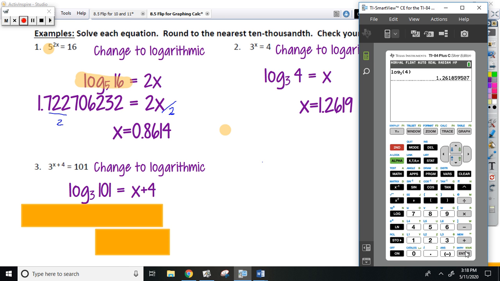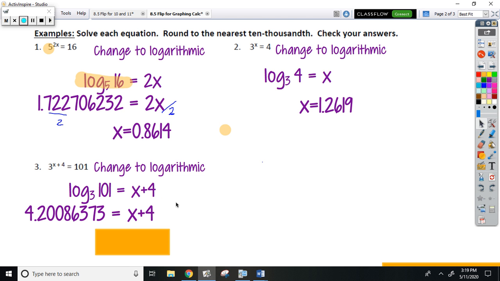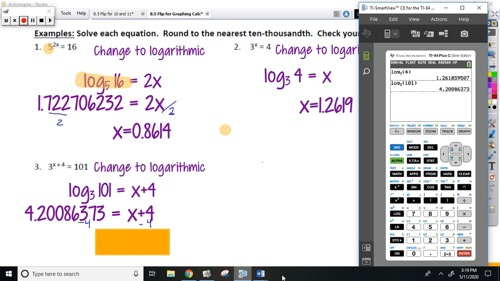I'm actually going to press second enter here. Just go back, 101. Hit enter. Remember, you don't want to round this number, so if you're writing it down in your notes, you want to write down the entire decimal. And then we are using inverse operations. This time we're undoing addition with subtraction. So we would subtract 4 on both sides, and we should get 0.2009.